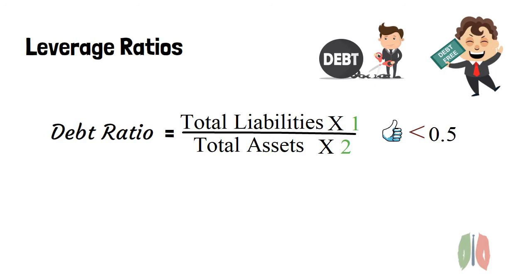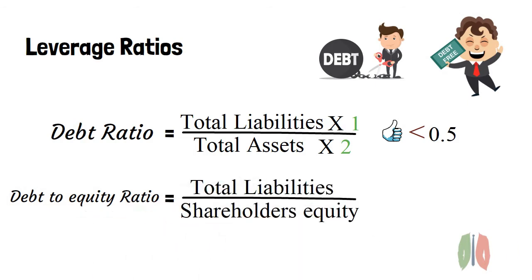So next one, debt to equity ratio, that is equal to total liabilities by shareholders equity. This ratio calculates the weight of total debt and financial liabilities against shareholders equity. Another formula for debt to equity ratio is total debt by total equity.